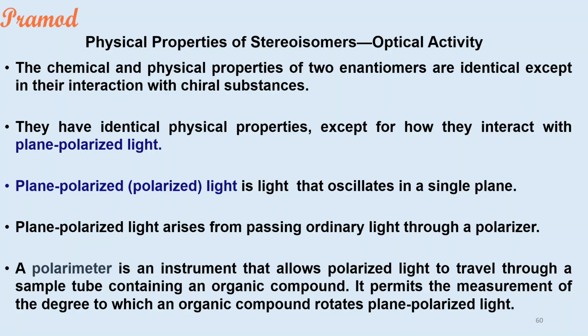Plane polarized light arises by passing ordinary light through a nicol prism, that is your polarizer. When you pass ordinary light, which is going in all directions, through a nicol prism or polarizer, it is made to oscillate in a single plane parallel to it. A polarimeter is an instrument that allows plane polarized light to travel through a sample tube containing an organic compound, and it permits measurement of the degree to which the compound rotates the plane. With the help of a polarimeter, you can measure how much the compound rotates the plane polarized light.